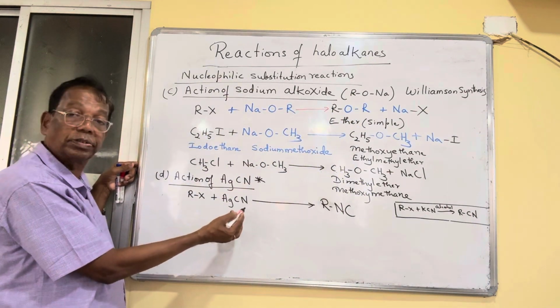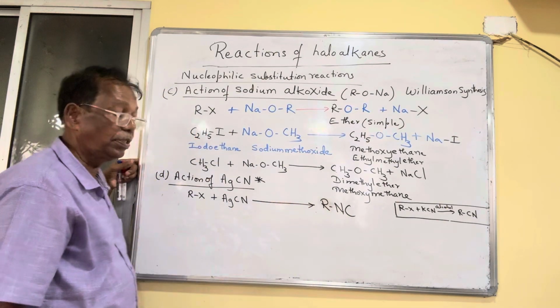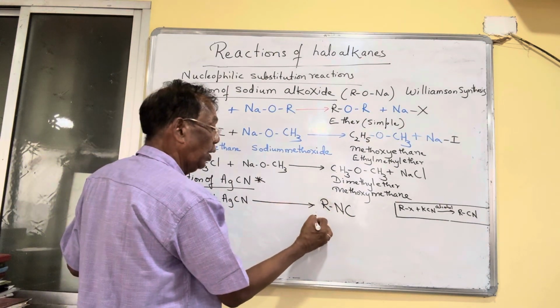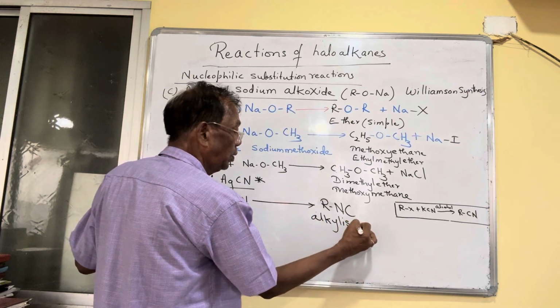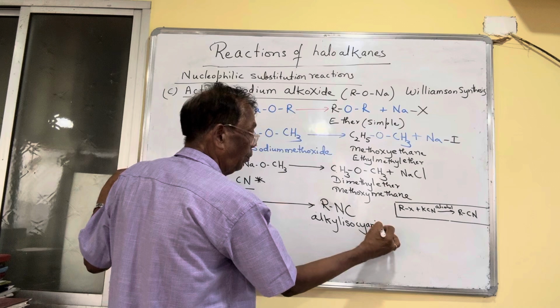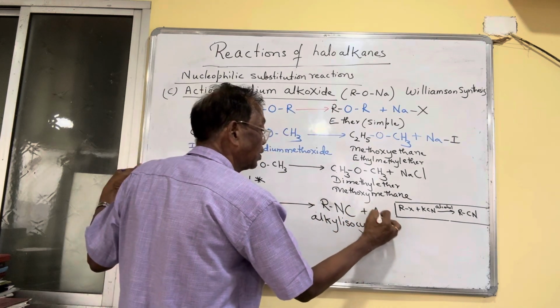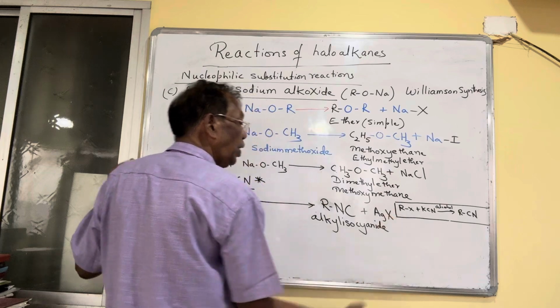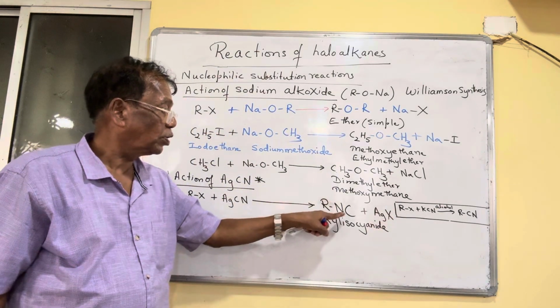Now here, silver cyanide, it is not RCN, but it will become RNC. This is called alkyl isocyanide, plus, of course, the other group is AgX. Main reaction you have to see. Now this is called the isocyanide group.